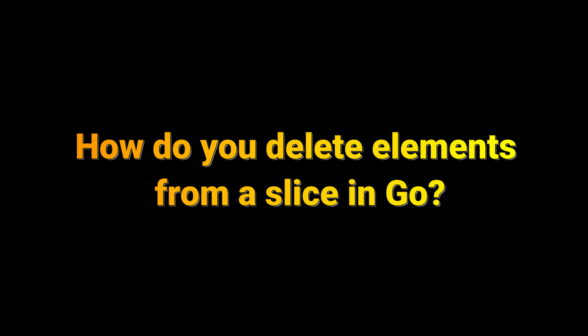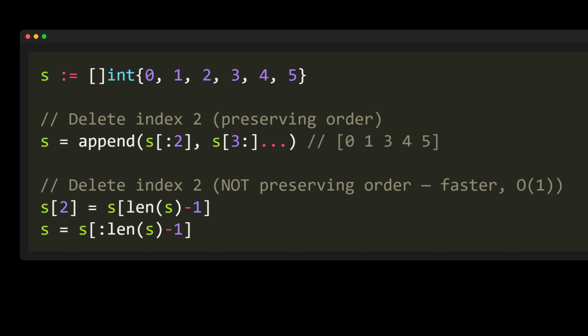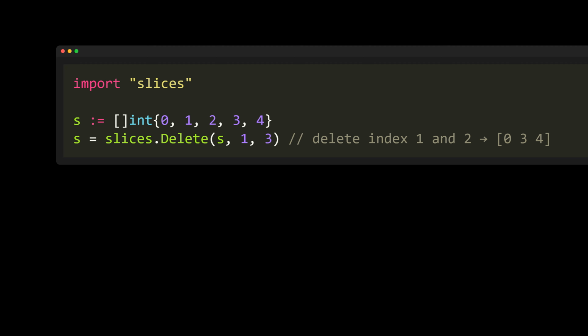How do you delete elements from a slice in Go? There are different ways to delete elements from a slice. If you need to keep the order of elements, you can use append to combine the parts before and after the element you want to remove. If order doesn't matter and you want faster deletion, you can copy the last element into the position you're removing and then cut off the last element. In Go version 1.21 and later, there is a slices package with a delete function that makes this easier. You just tell it the start and end positions to remove.